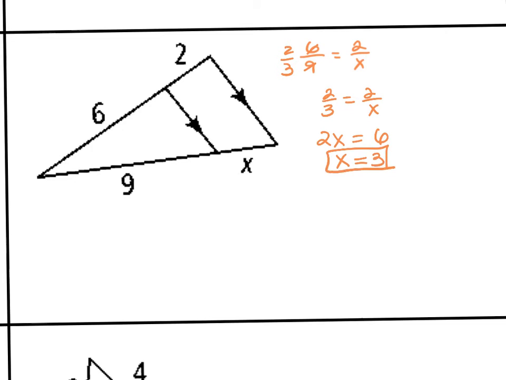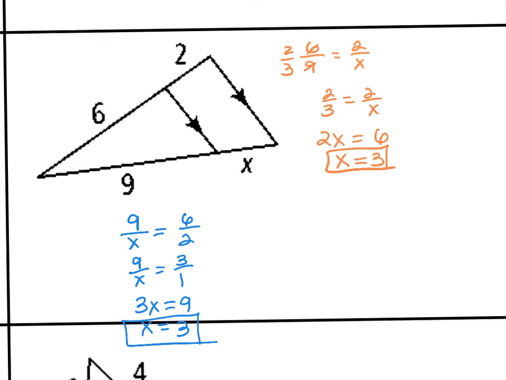Good. Anybody set it up different? Anybody go 6 to 2? Yeah. I went 9 over x equals 6 over 2, and then I simplified the 6 and the 2 to 3 over 1, and I times the 3 by x, it became 3x, and the 1 times 9. Good.